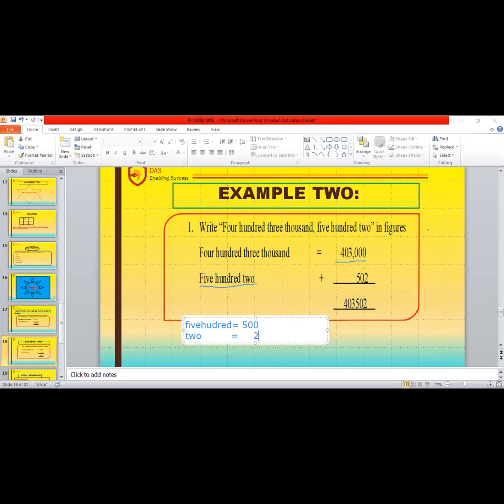But for 403,000, it cannot be separated. Maybe if we are going to have 2 groups and finally we add them together. I hope that is very clear. So 403,000 is taken together and written in figures like you see where my cursor is, then 502 is also written together. Is that okay?